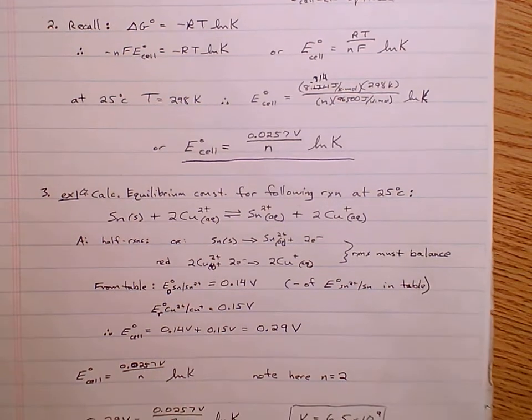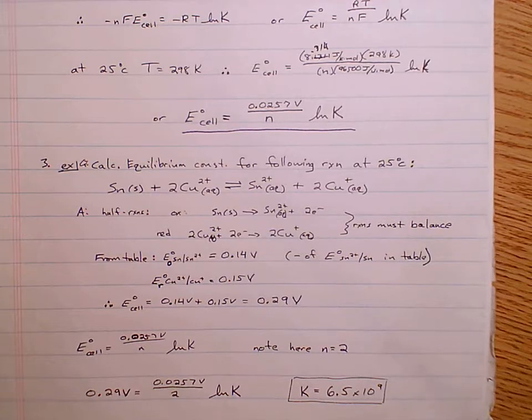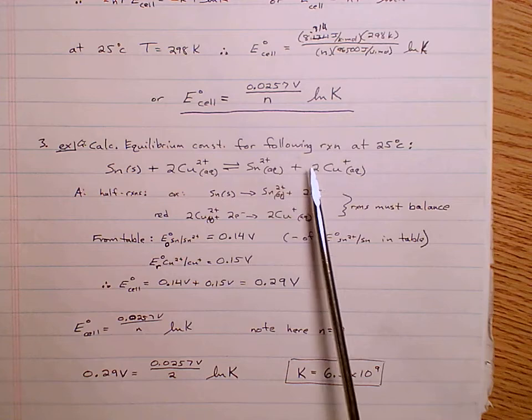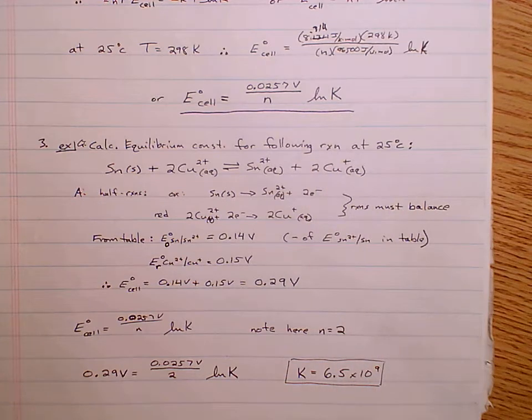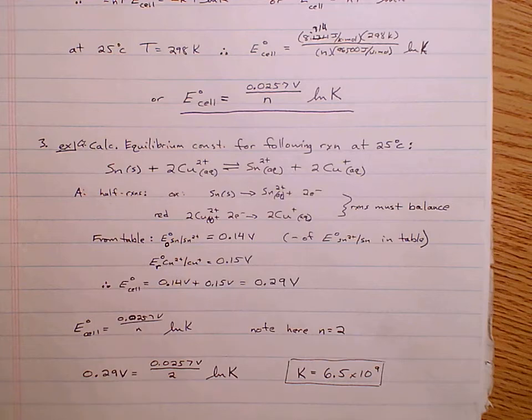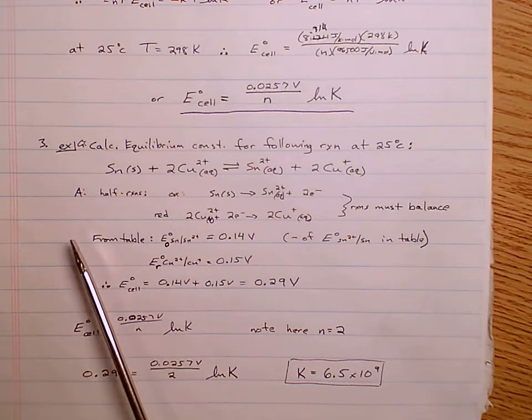So we can work out an example calculation here. Let's look at this. Calculate the equilibrium constant for the following reaction at 25 degrees Celsius. Oh, it's our good old friend, the copper and tin reaction here. Tin instead of zinc. That's cool.